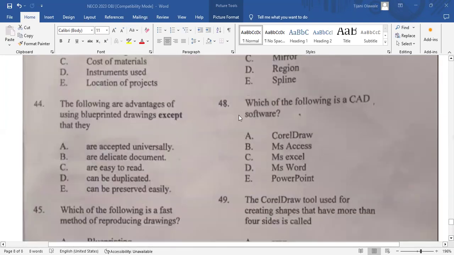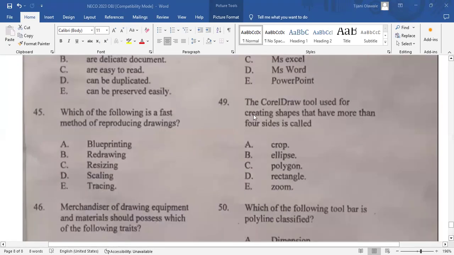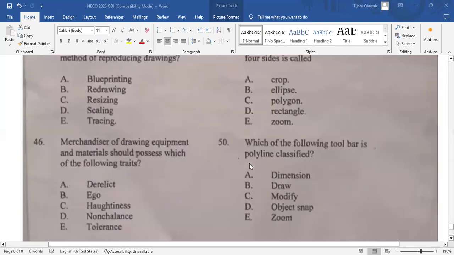So question 48. Which of the following is a CAD software? So CorelDRAW is a CAD software. That is option A. Then question 49. The CorelDRAW tool used for creating shapes that have more than 4 sides is called polygon. That is option C, the answer to that question.